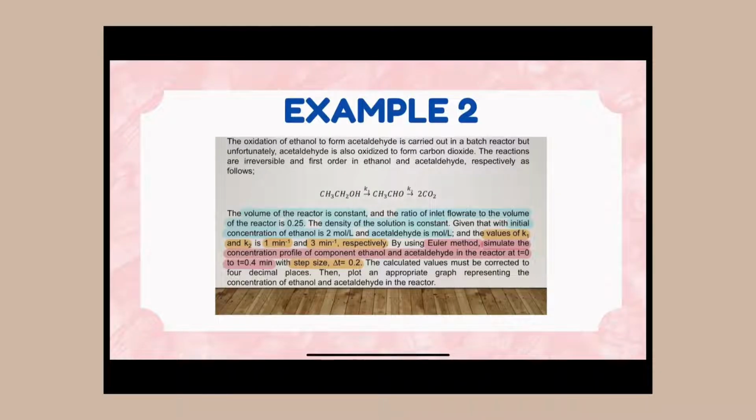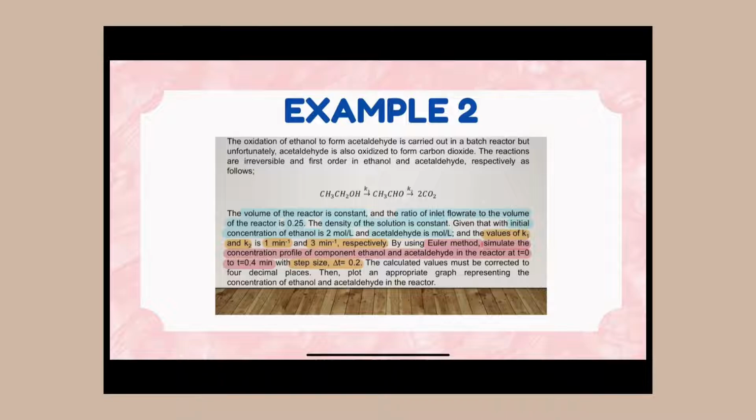Okay, so now we'll proceed with example 2. The question says that the oxidation of ethanol to form acetaldehyde is carried out in a batch reactor, but unfortunately, the acetaldehyde is also oxidized to form carbon dioxide. The reactions are irreversible and first order in ethanol and acetaldehyde, respectively, as follows. The volume of the reactor is constant, and the ratio of the inlet flow rate to the volume of the reactor is 0.25. The density of the solution is constant, given that the initial concentration of ethanol is 2 mole per liter and acetaldehyde is 0 mole per liter. The values of K1 and K2 are 1 per minute and 3 per minute respectively.